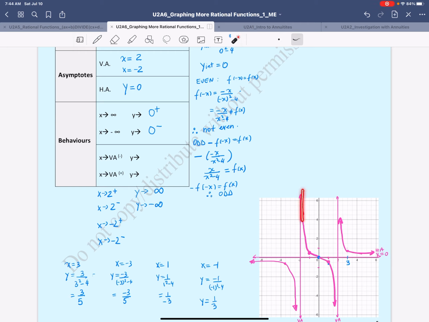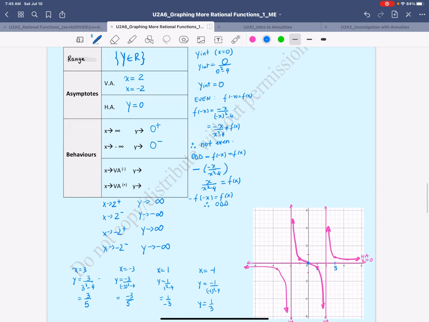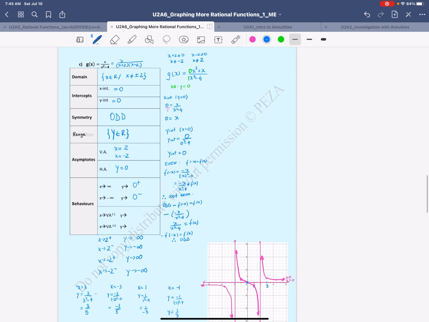Next asymptote is at x equals negative 2. When we approach negative 2 from the right-hand side, the values of y are going towards infinity. And when we approach negative 2 from the left-hand side, the values of y are going towards negative infinity. And this is how you would sketch the graph the practical way.